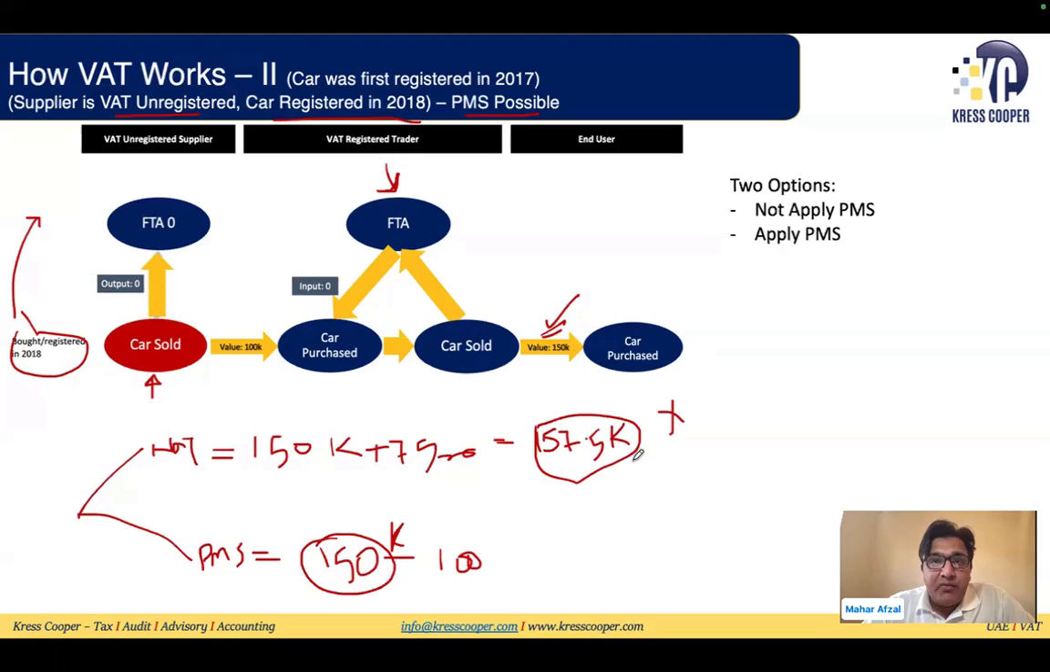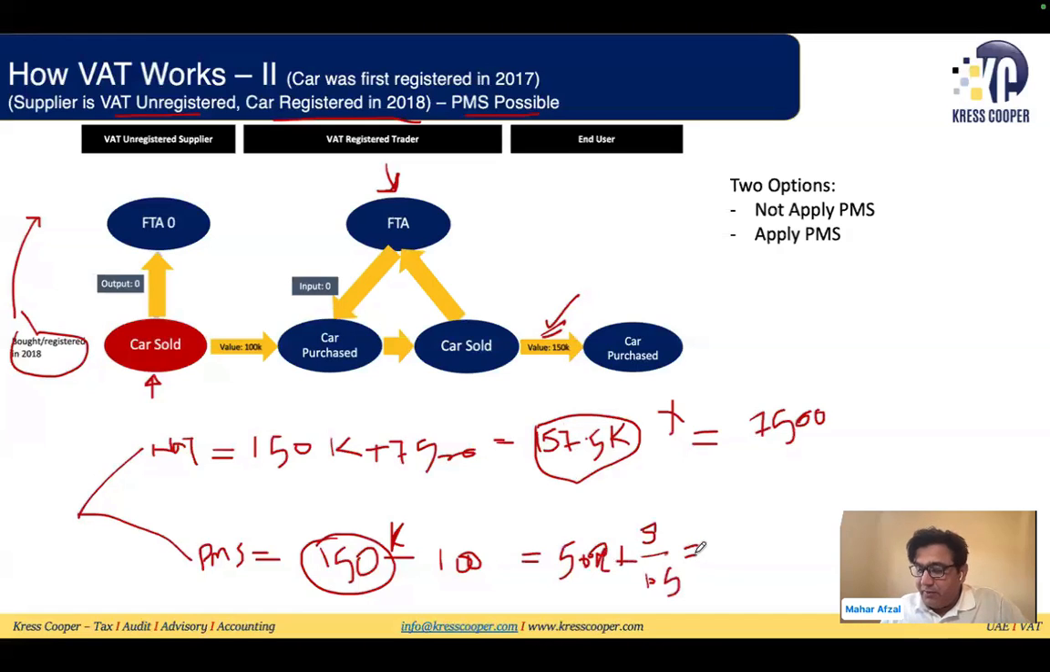Now, what is the loss or benefit to the government? In this case, the government is collecting how much tax? The government is collecting 7500. And in this case, how much is the government collecting? The government is collecting 50k into 5 divided by 105.